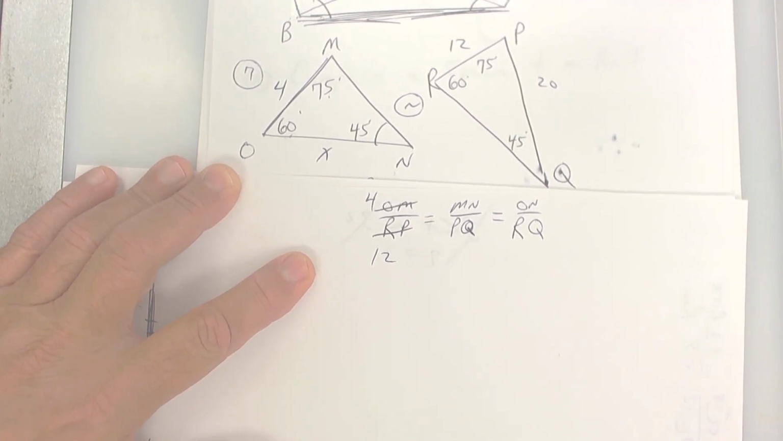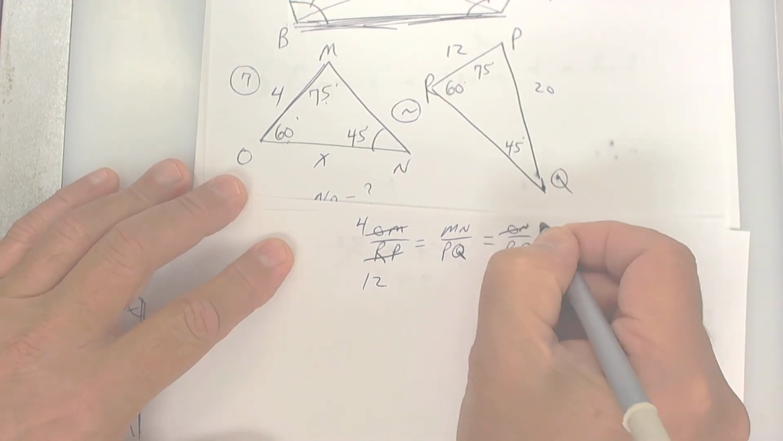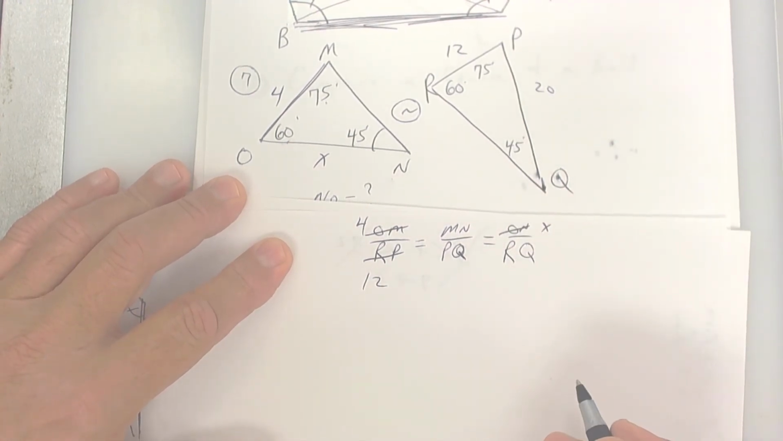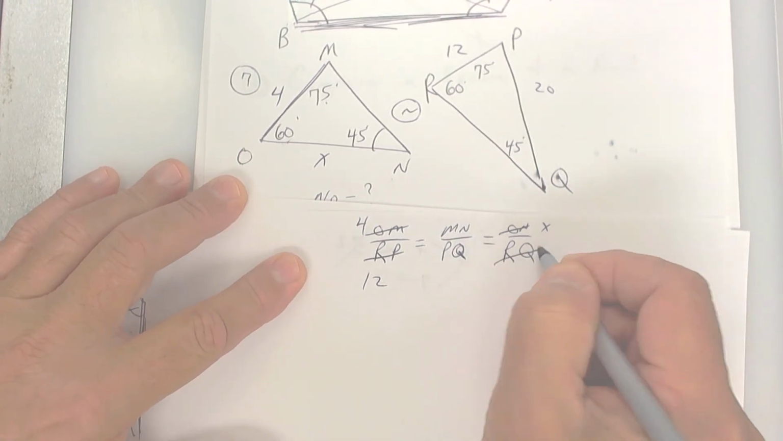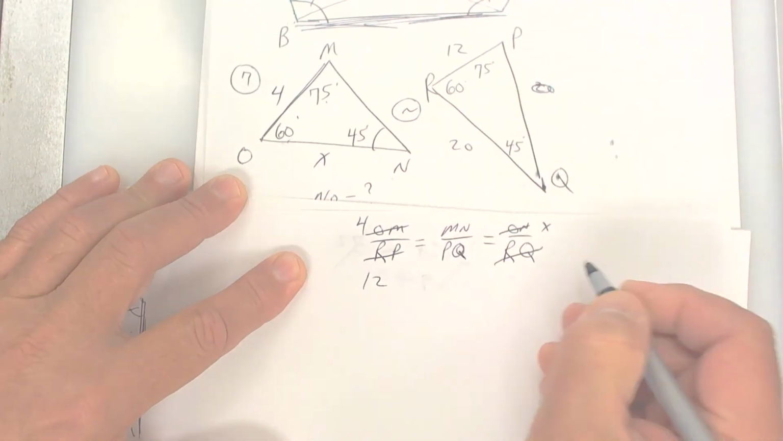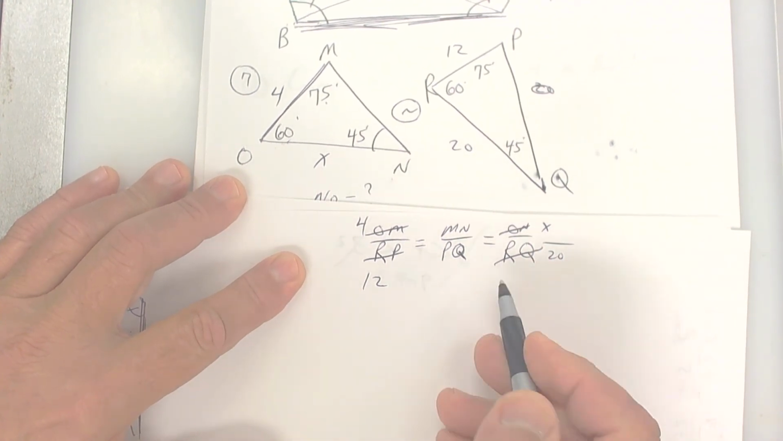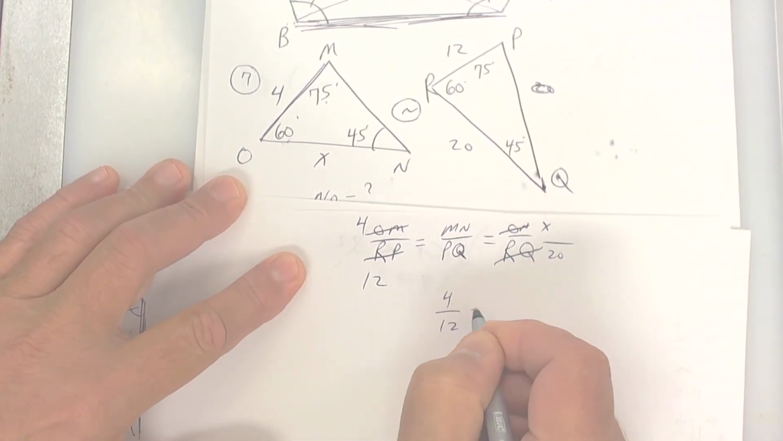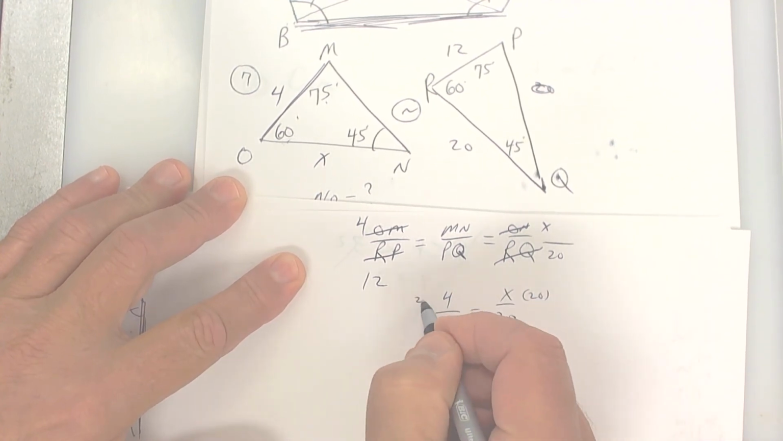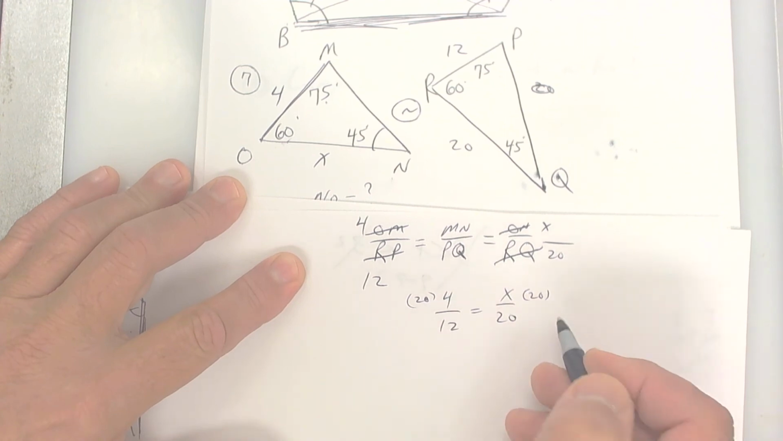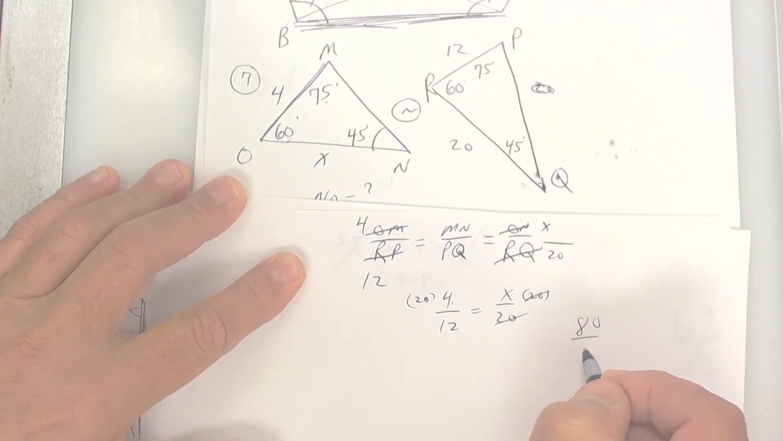And then ON is X. And RQ is the one you really need. So RQ, we're going to go ahead and switch that up and just make that 20. Okay. This is just so we can work it. I didn't have the numbers. So we're going to get 4 over 12 is equal to X over 20. You're going to multiply by 20, and then you're going to divide by 12. So you're going to get 20 times 4 is 80, divided by 12.